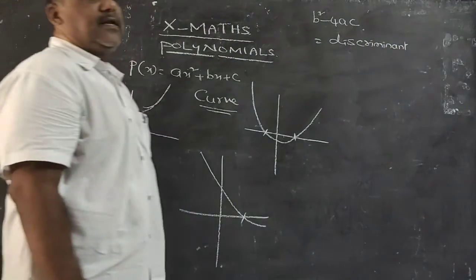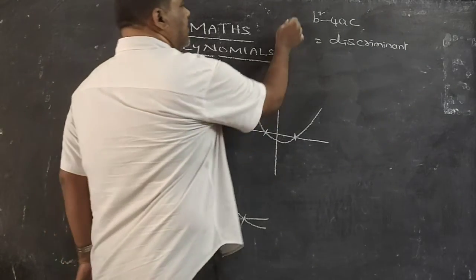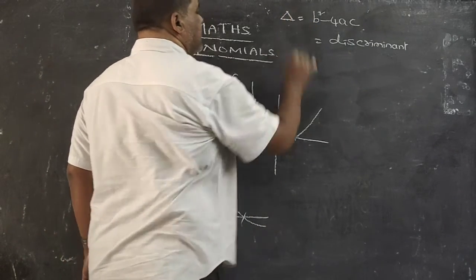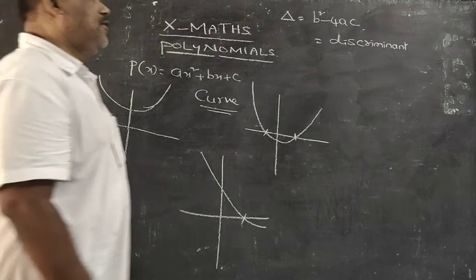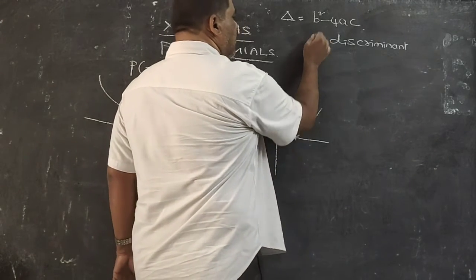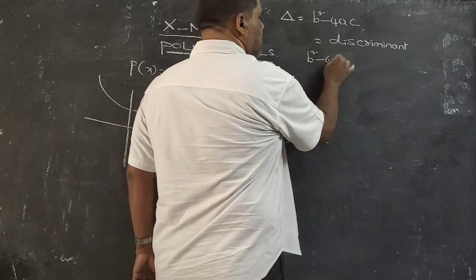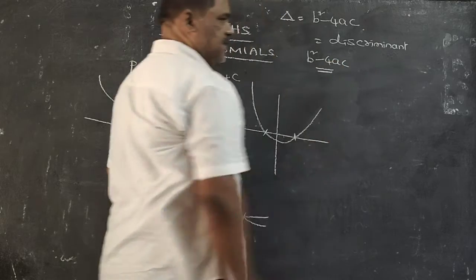This b square minus 4ac is called the discriminant of the quadratic equation. It is represented by delta. So first we have to find the b square minus 4ac value. This b square minus 4ac we have to find first.